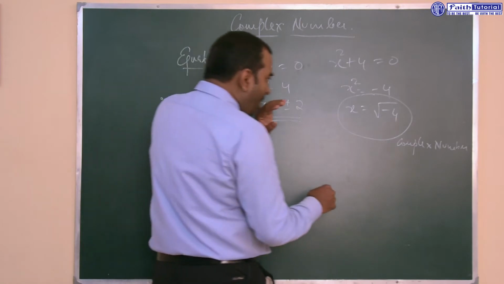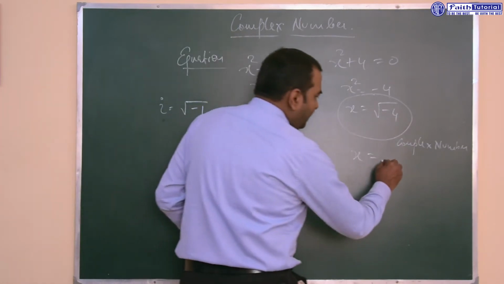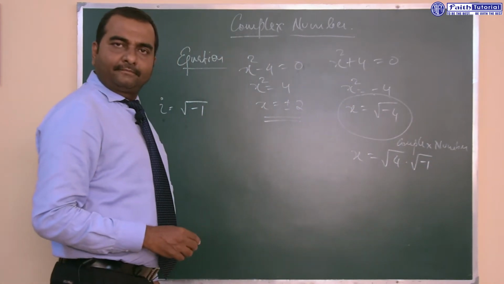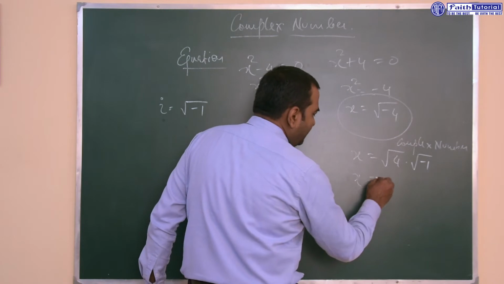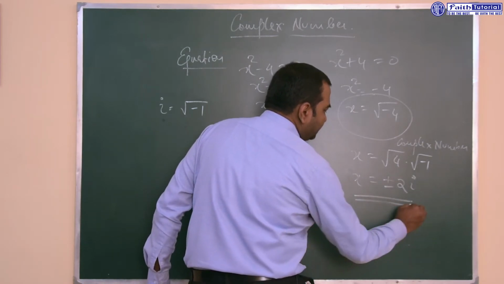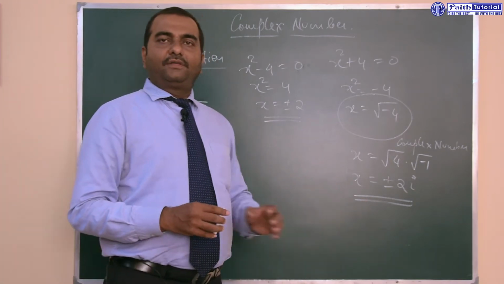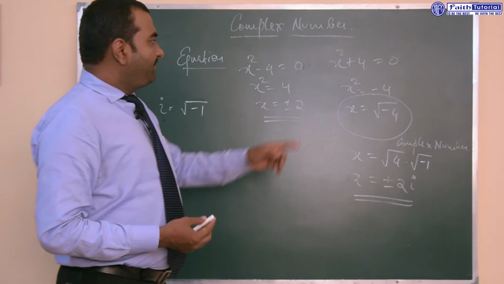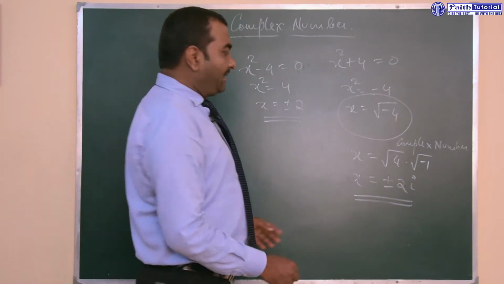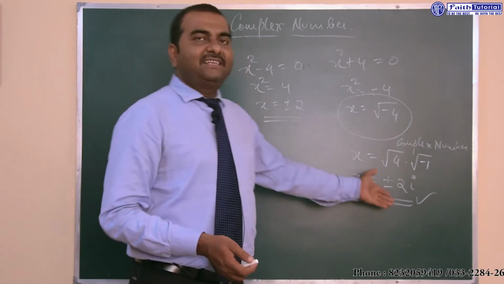Now, how is that? x is root under 4 into root under minus 1 and x will be plus minus 2 and i. So, that is the origination of the concept of complex numbers. So, if x square plus 4 is 0, then x will be plus minus 2i. We call it complex roots or imaginary roots. These are real roots and these are imaginary roots.